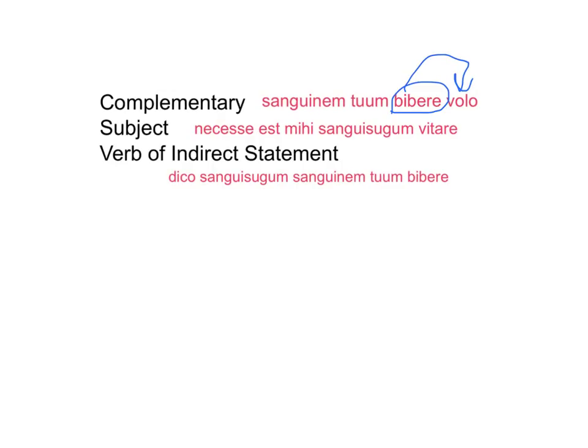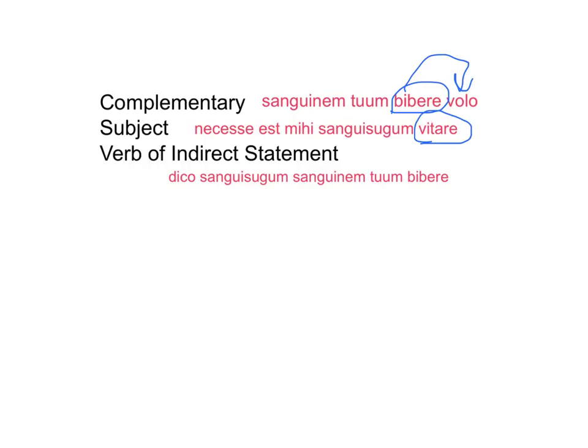The next use of the infinitive that we've learned is the subject infinitive. That's where the infinitive is acting as a verbal noun, like in this sentence, necesse est mihi sanguisugam vitare. It is necessary for me to avoid the vampire. In this instance, the word vitare is the infinitive, and it is acting as a noun in the sentence.